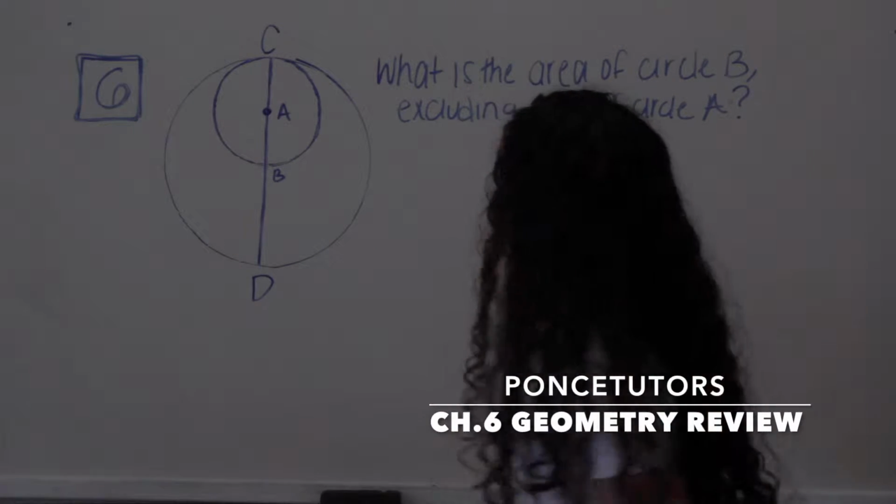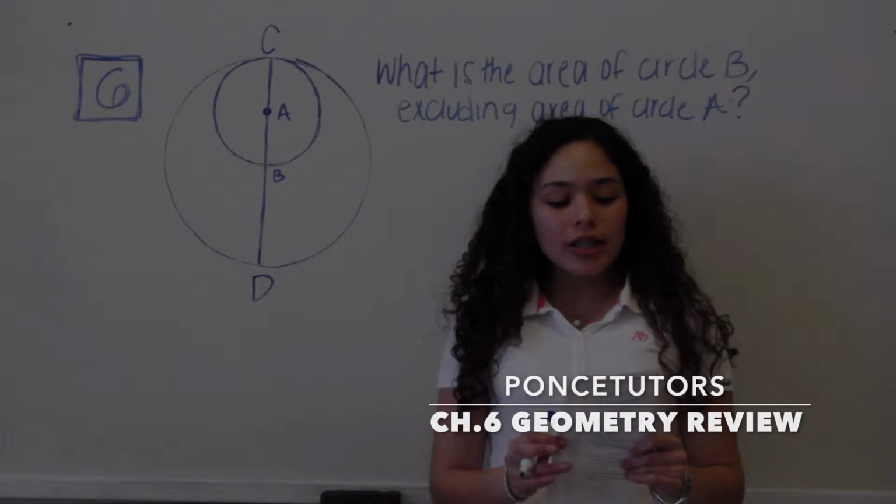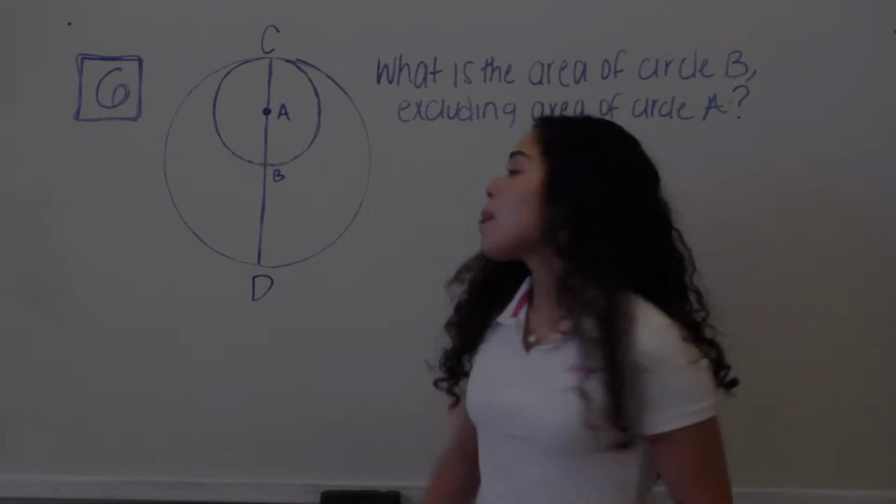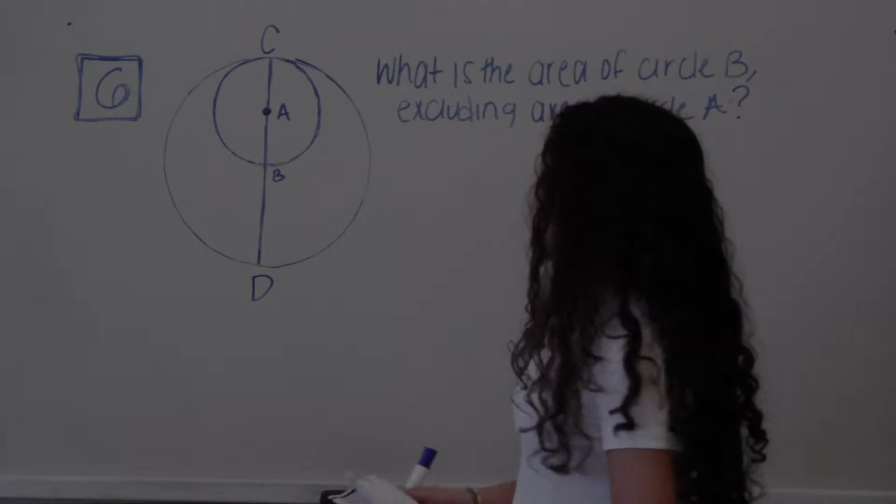Today we will be going over circles. So this is end of course practice chapter 6. We're going to start with question 6 of your homework.